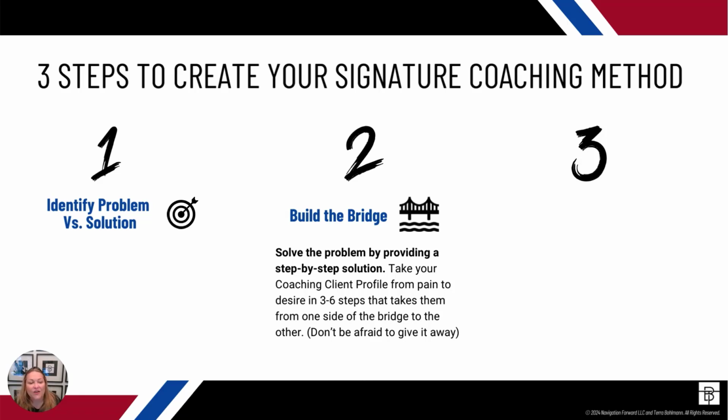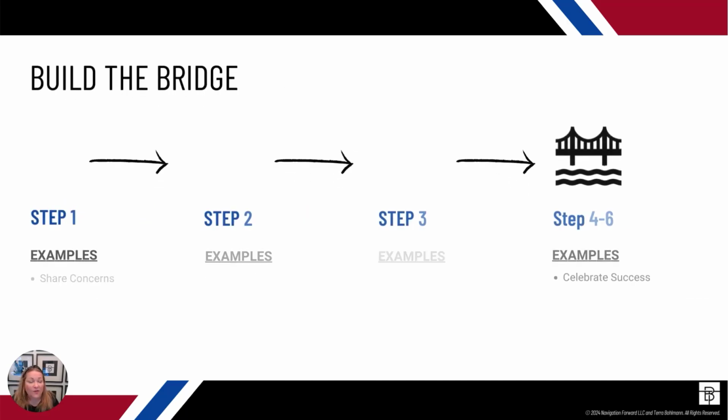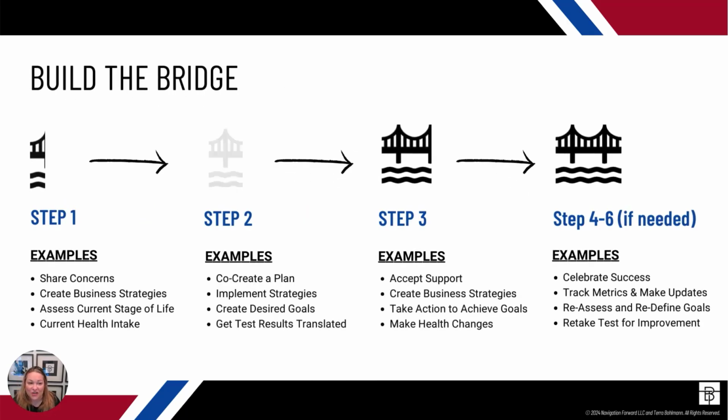So we want to take your coaching client profile from pain to desire in those 3 to 6 steps that it takes to go from one side of the bridge to the other. Again, not being afraid to give it all away. That's okay. Let's come from a place of abundance for sure. So when we go to build the bridge, for this example it's 4 steps, but if you need to do 5 or 6, totally fine. If you need to do 3, you can stop it at 3, however you want to do it.